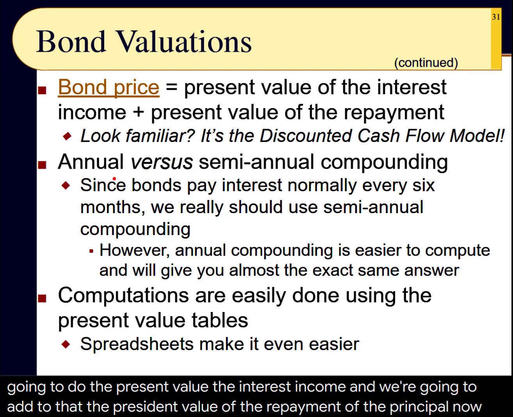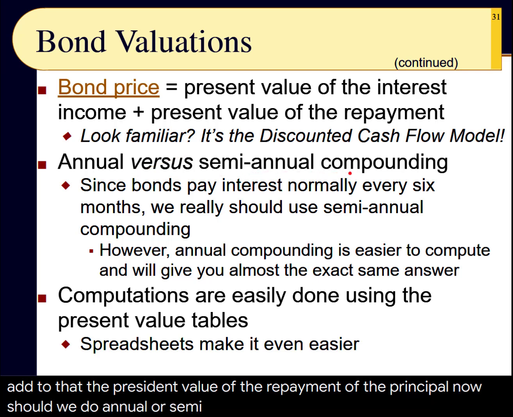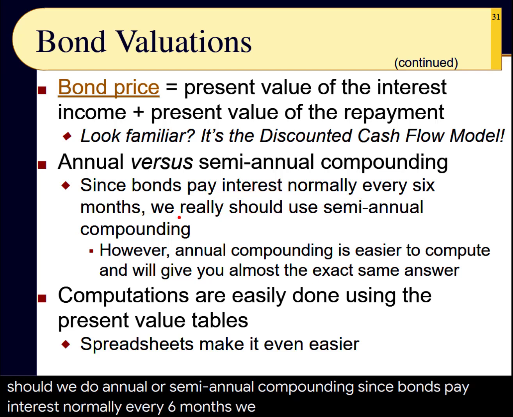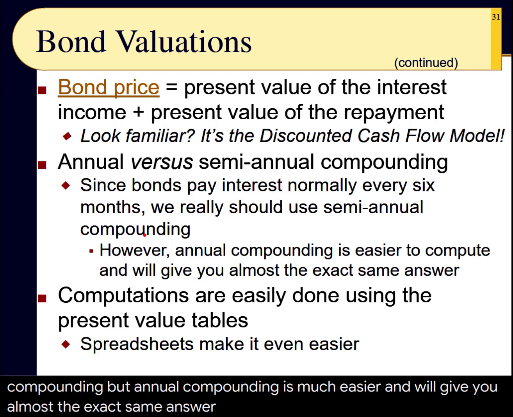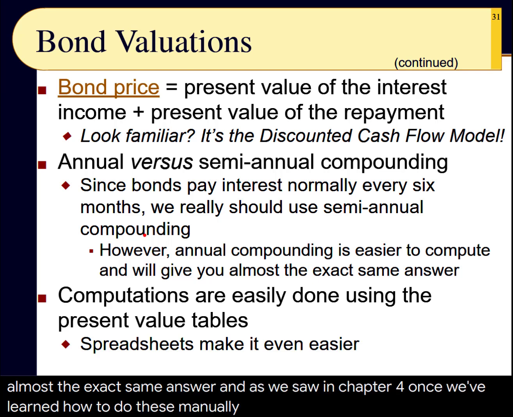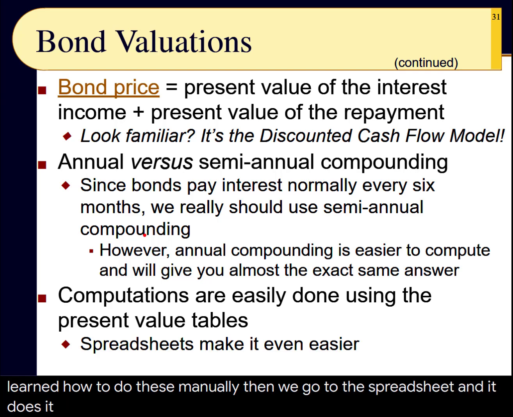Now, should we do annual or semi-annual compounding? Since bonds pay interest normally every 6 months, we really should use semi-annual compounding. But annual compounding is much easier and will give you almost the exact same answer. And as we saw in chapter 4, once we've learned how to do these manually, then we go to the spreadsheet and it does it for us. Spreadsheets make life so much easier.